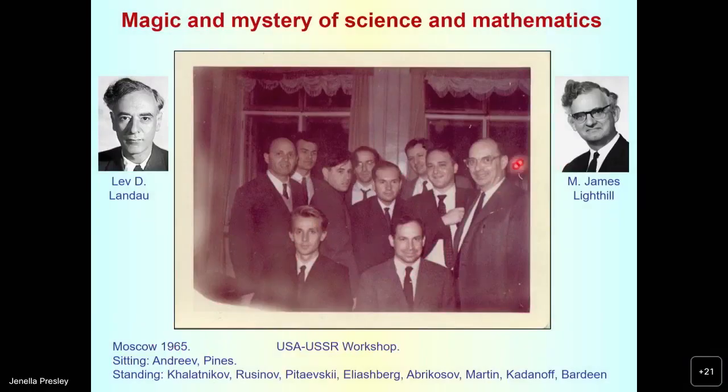So these people here, Abrikosov and Kadanoff, were associated with the resolution of the first and second prospects of Landau, even though Leo Kadanoff unfortunately did not get the Nobel Prize, even though he was supposed to for the phase transitions.